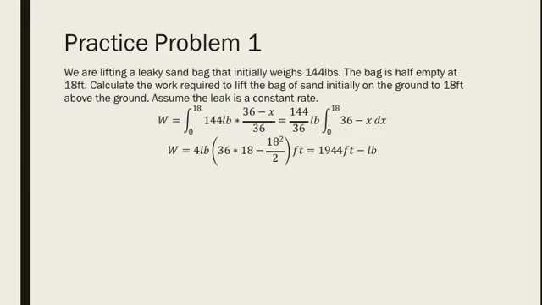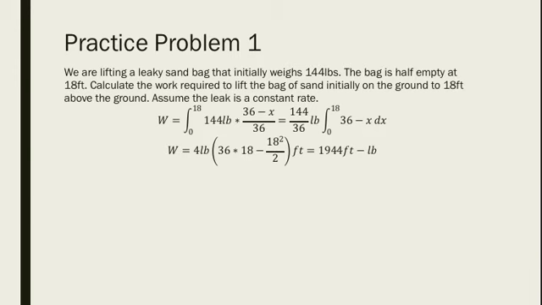Now, for a practice problem. In this problem, we are lifting a leaky sandbag that initially weighs 144 pounds. The bag is half empty at 18 feet. Calculate the work required to lift the bag of sand initially on the ground to 18 feet above the ground, and assume that it leaks at a constant rate.